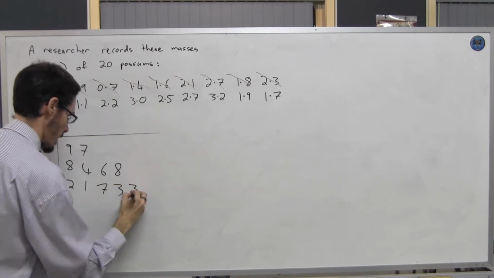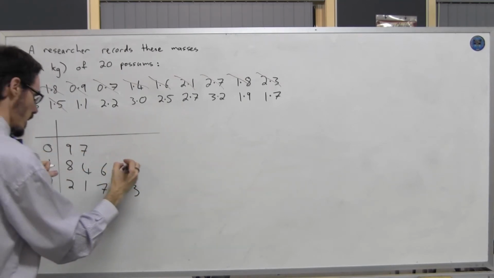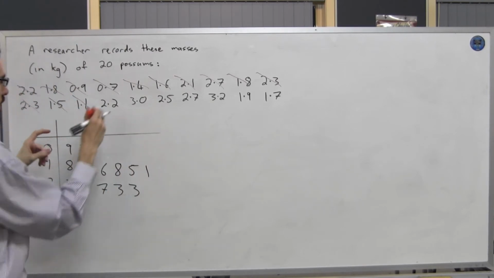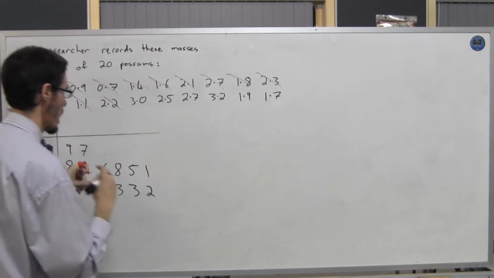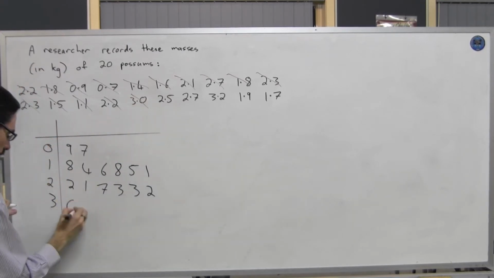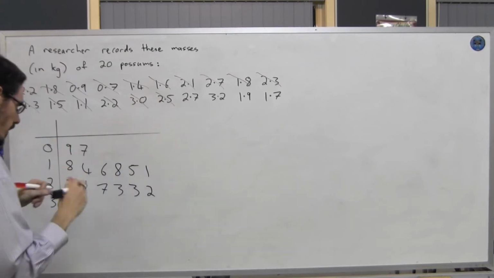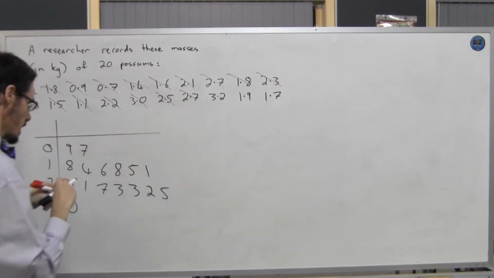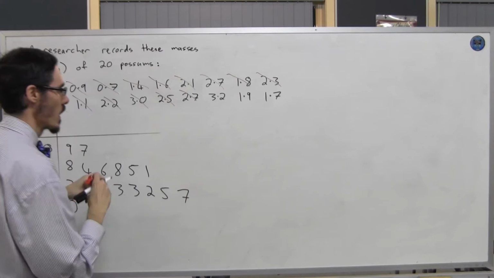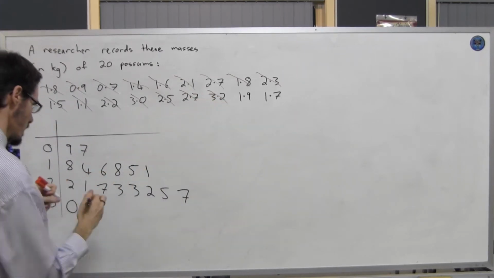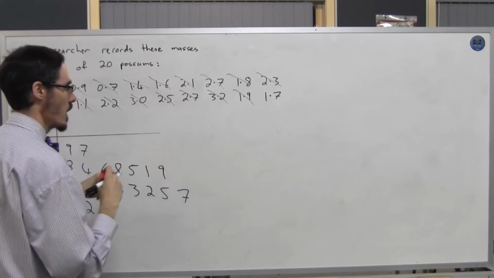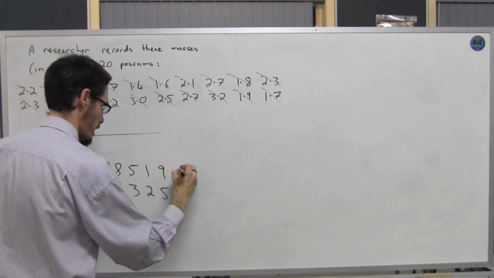2.3 again, 1.5, 1.1, 2.2, 3.0, 2.5, 2.7, 3.2, 1.9 and 1.7.